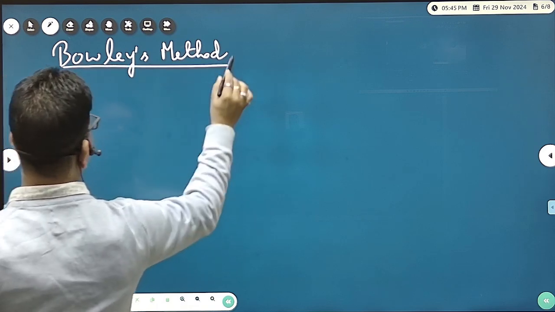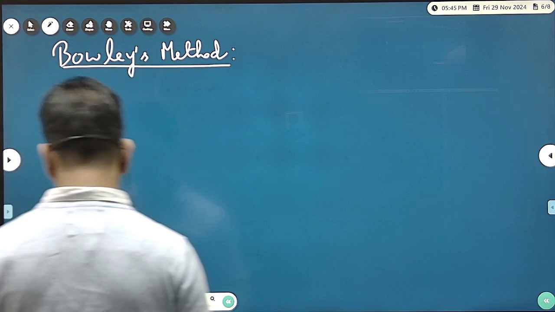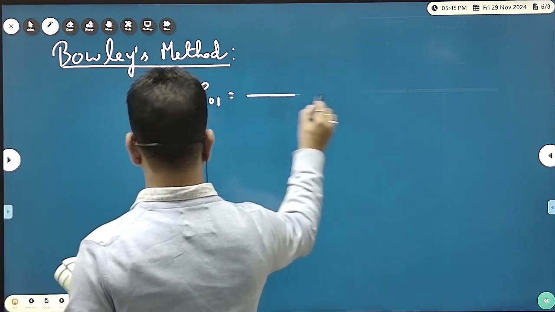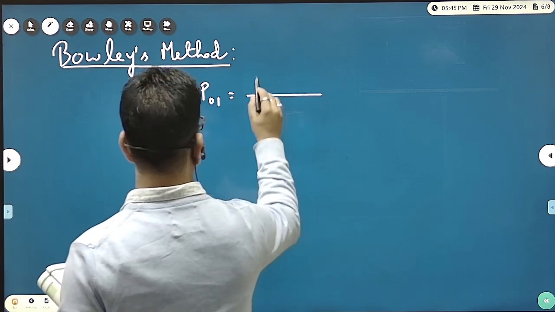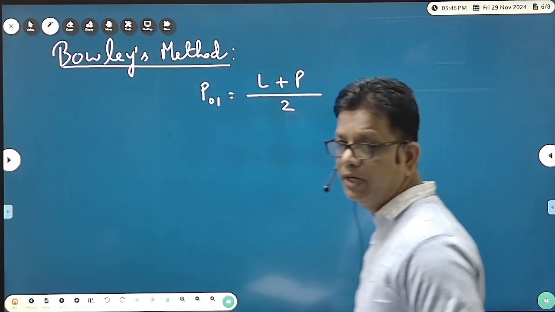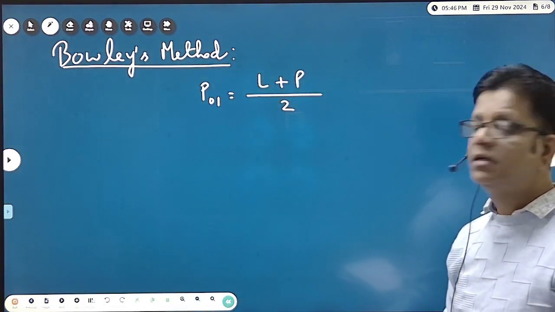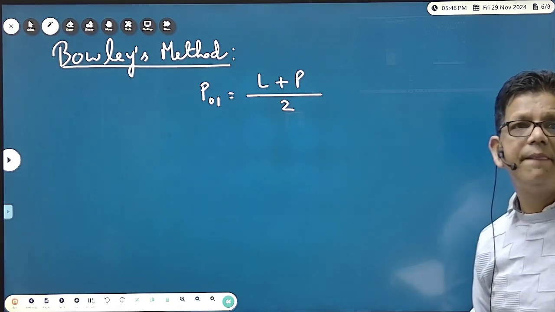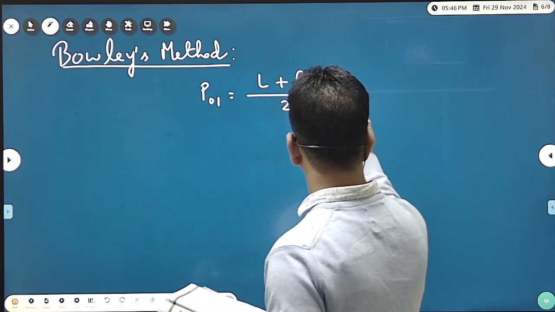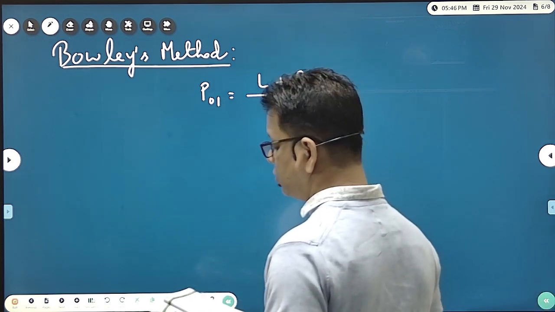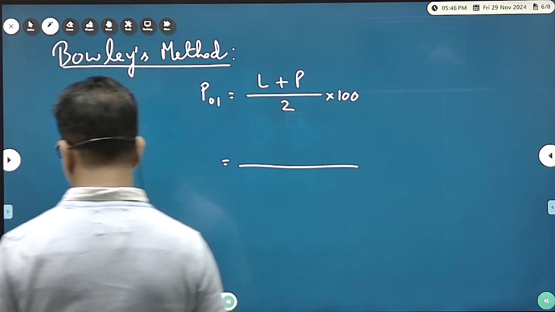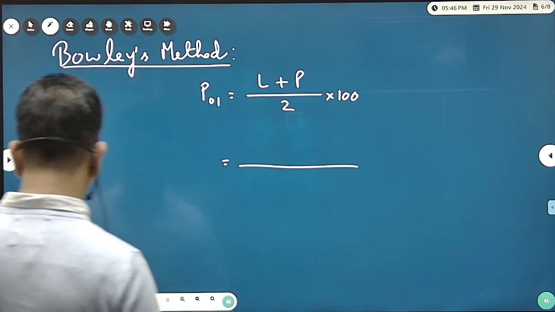So he also did not do something new. He again took the help of Laspeyres and Paasche's methods only. So he did the totaling of these divided by 2, that means he got the average mean. He got a mean. What is that? L plus P divided by 2 and just multiplied by 100. So now it means he added these and multiplied by 100.